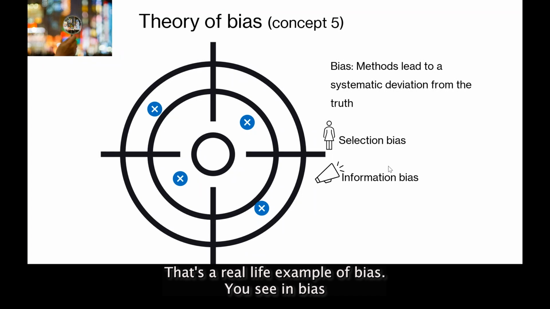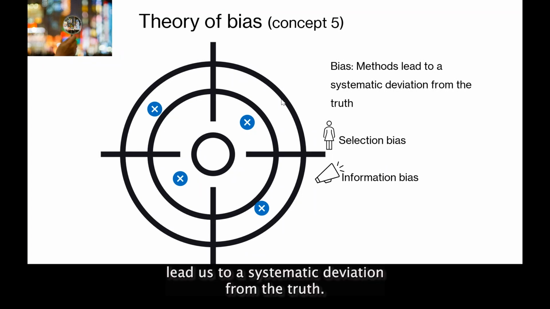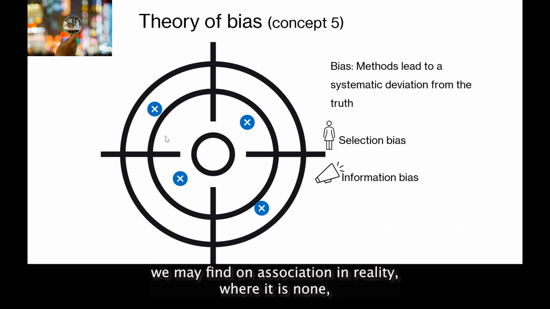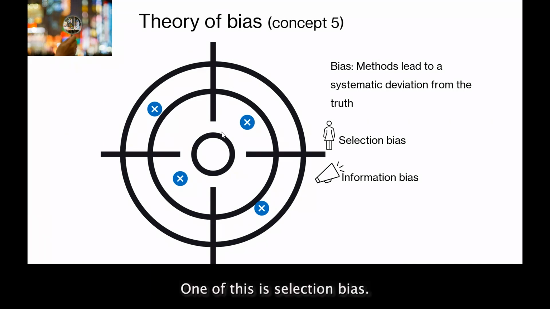You see, in bias, our methods and study procedures lead us to a systematic deviation from the truth. So we end up drawing incorrect associations or incorrect conclusions. We might find an association in reality where there's none, or might not find one where there is. There are different examples of bias. One of these is selection bias. In selection bias, the researcher picks a non-representative sample.